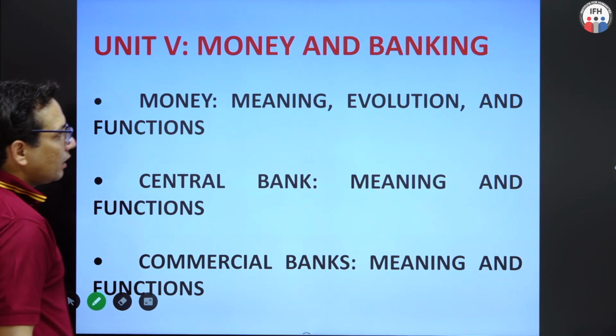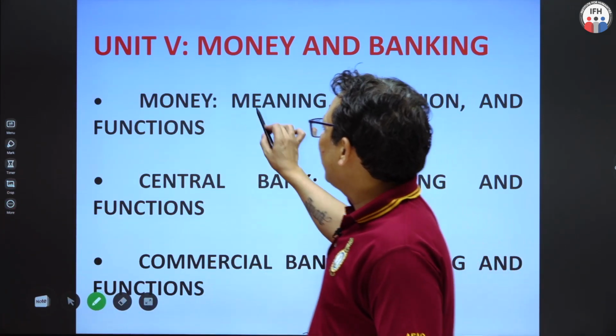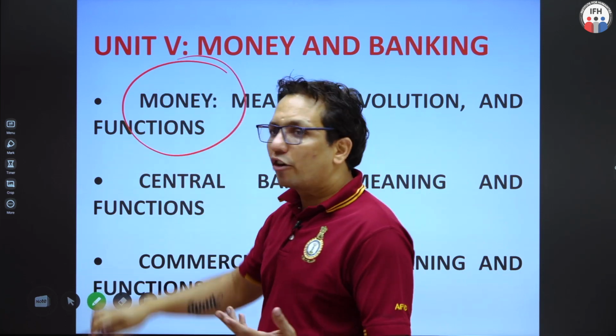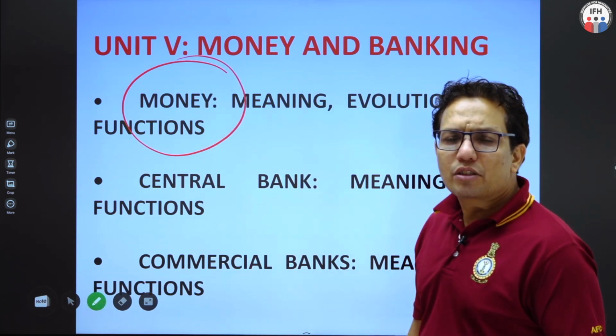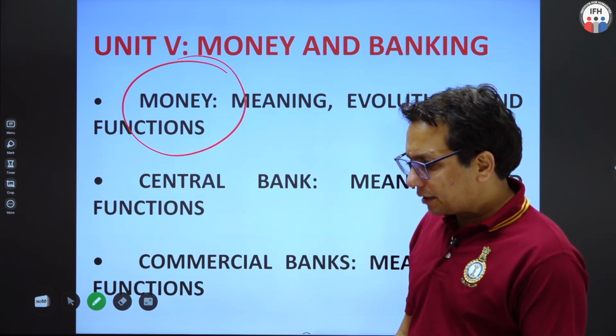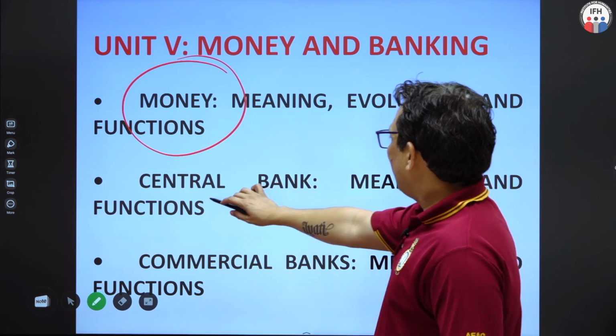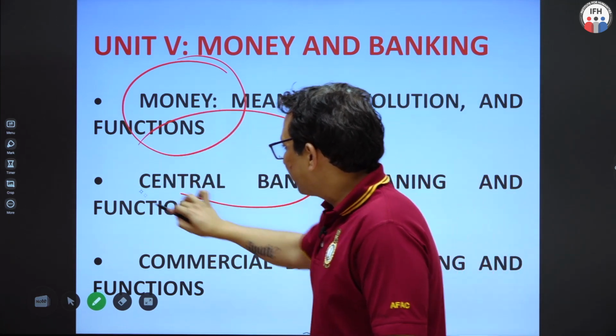Then the next chapter will be money and banking. In this chapter we'll discuss money. We'll discuss what is the meaning of money, what is its significance, what was the barter system, what were the drawbacks in the barter system, like the coincidence of demand.